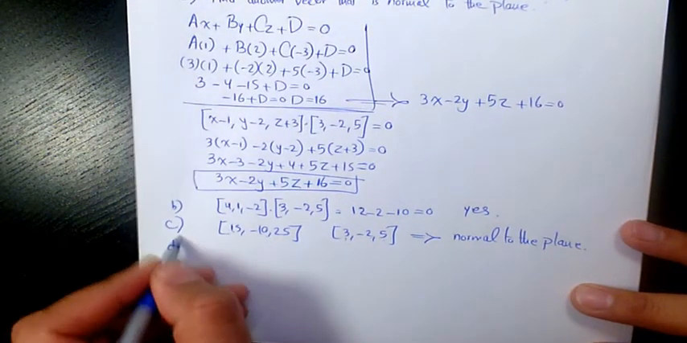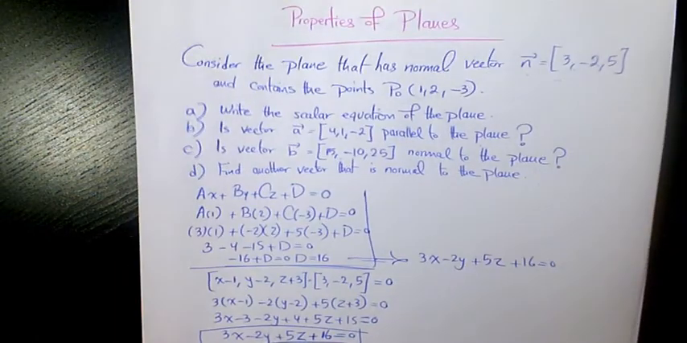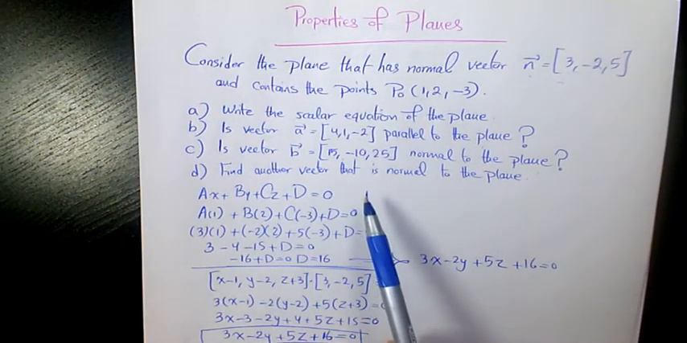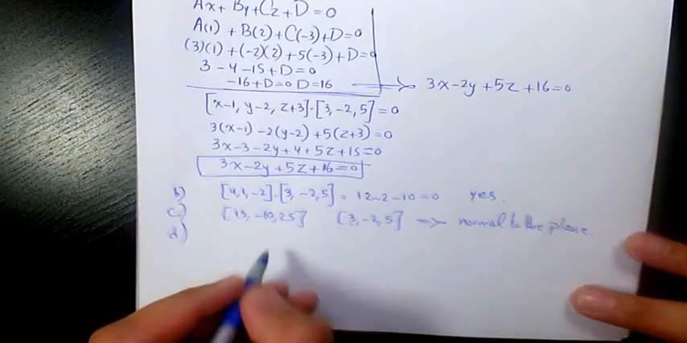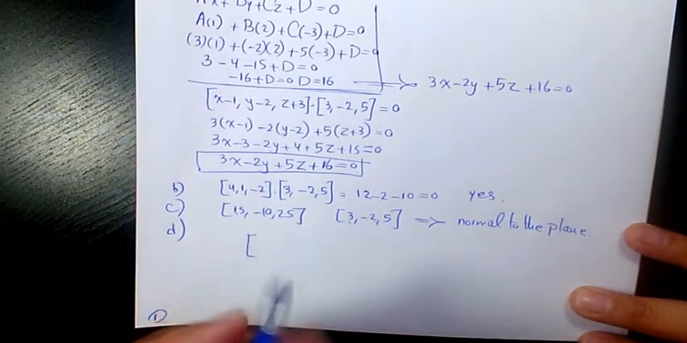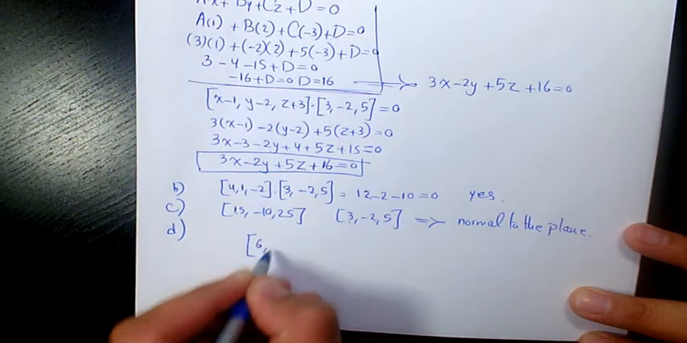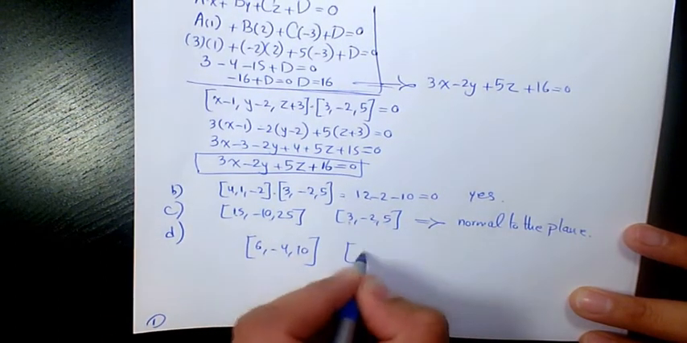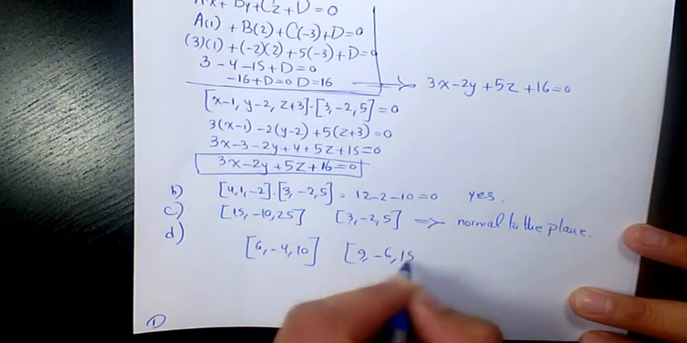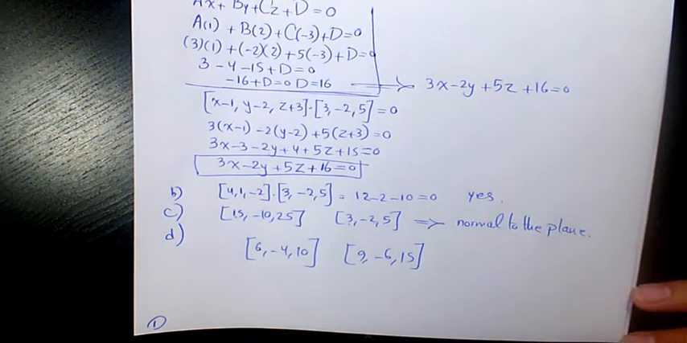And part D, it says, find another vector that is normal to the plane. So it is 3, negative 2, and 5. When we multiply it by, let's say, 2, it's going to be 6, negative 4, and 10. Or if you multiply it by 3, it's going to be 9, negative 6, and 15. So these are two vectors that are normal to the plane.